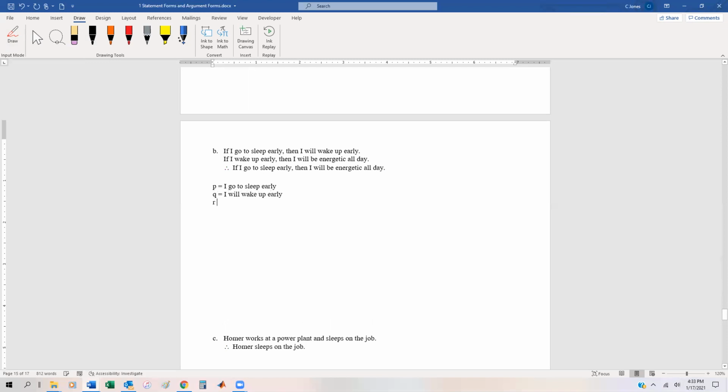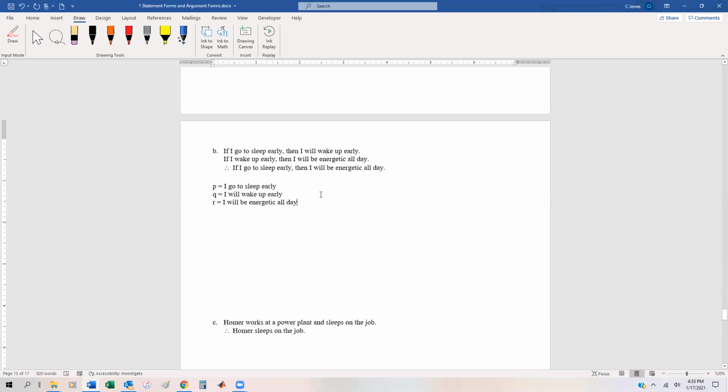And then finally, let's define the statement R to be, I will be energetic all day. All right. And notice again that we're not using ifs or thens when we define our statements. So statements don't contain the words if or then. They're simple statements.